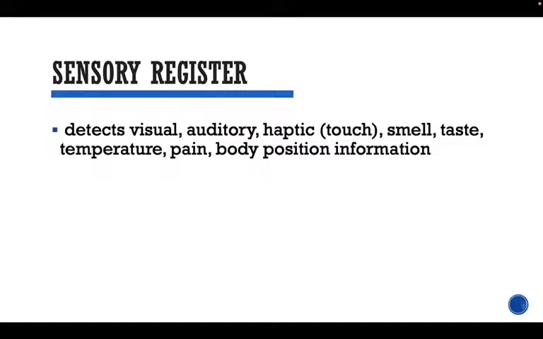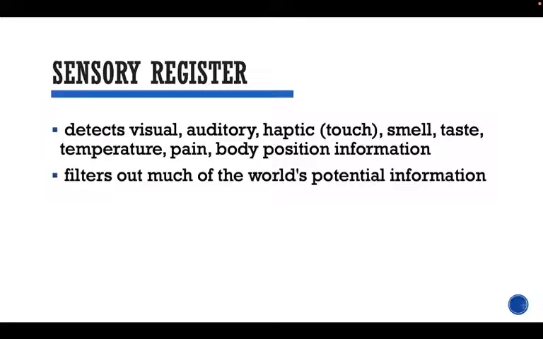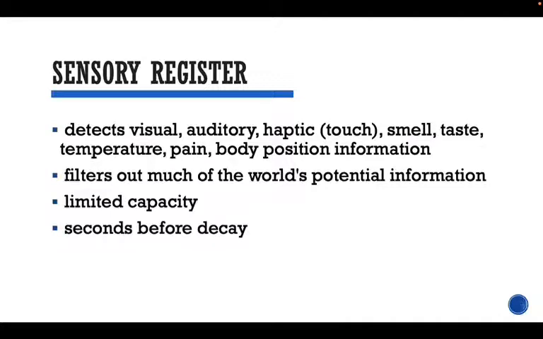The sensory register detects visual, auditory, haptic or touch, smell, taste, temperature, pain, and body position information, and filters out much of the world's potential information. Limited capacity, seconds before decay, and unconscious.